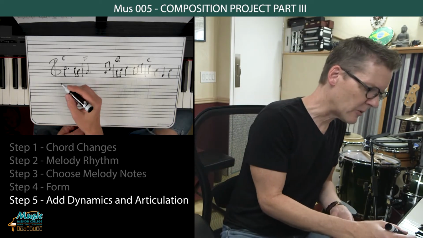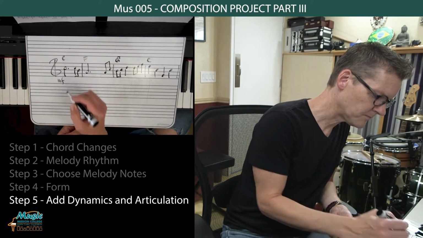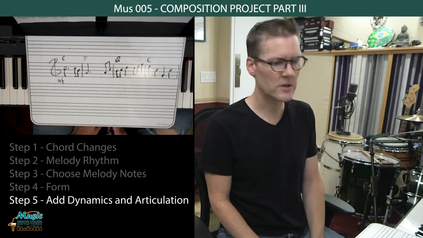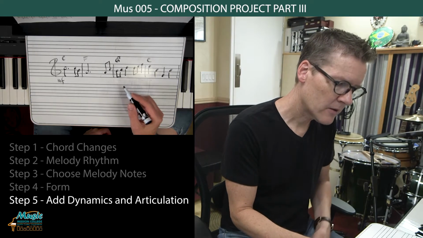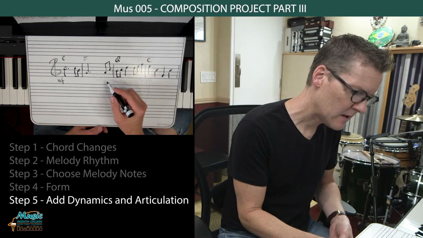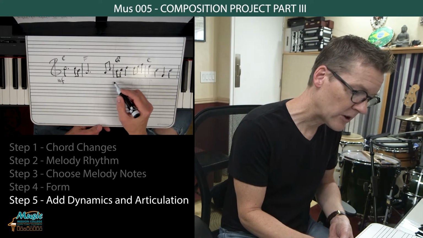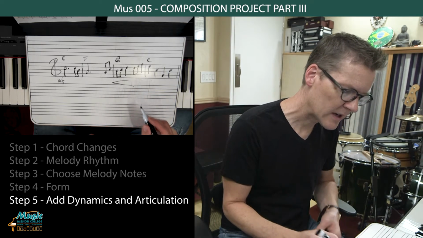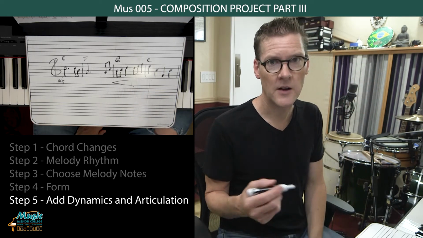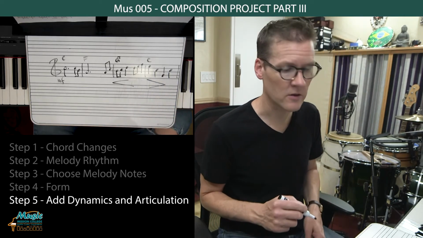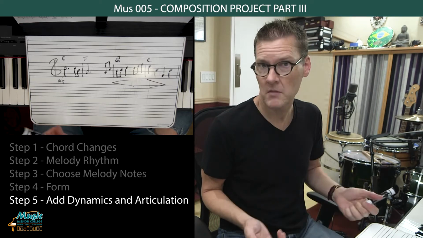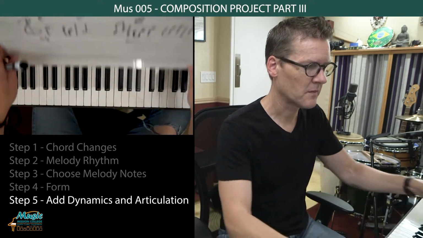So let's just say that we started kind of mezzo forte, and then here maybe you could crescendo as this line goes up, and then diminuendo as the line goes down. So let's see what that sounds like.